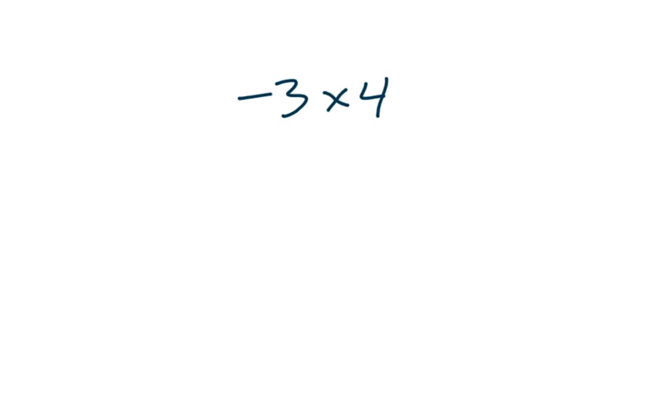Now looking over here, we have a negative 3 times a positive 4. And anytime we have differences of signs like this, our answer will be negative. So it's still 12, but because our signs don't match, we get a negative sign on this one.